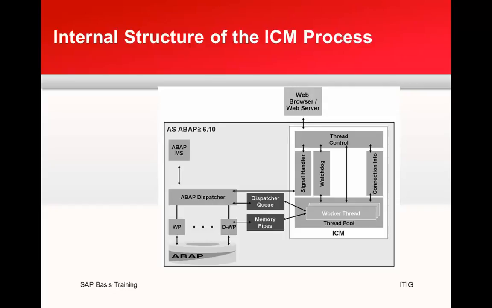Here in this slide, the ICM process uses threads to process the created workload in parallel. Here you can see the different components of ICM: the thread control, the worker thread, the watchdog, the signal handler, connection info, and memory pipe. What is the role played by these components?